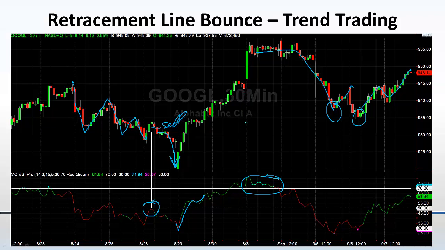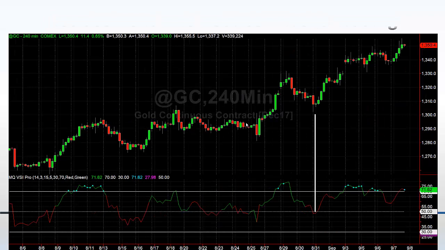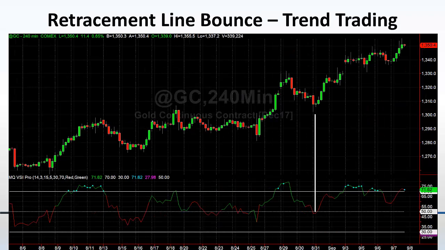Alrighty. Let's take a look at one more example. This is gold on a 240-minute chart. By the way, this is gold on Thursday or Friday before we had our sell-off, and you can see extended volume reversals here on the way up.